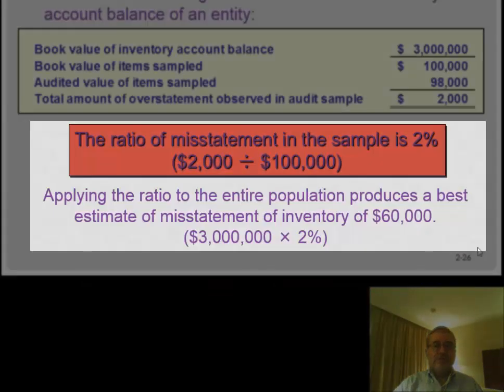So what we have here is the ratio of misstatement to the sample is 2%, $2,000 divided by $1,000. Because this was an appropriately drawn random sample, we can infer or apply the ratio to the entire population, and this produces a best guess estimate of the inventory of $60,000, or 60,000 of $3 million times 2%. So what we're inferring is that the population is overstated by $60,000. Now we have a number.